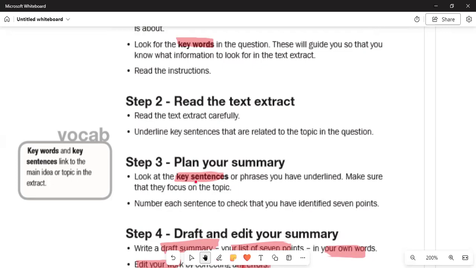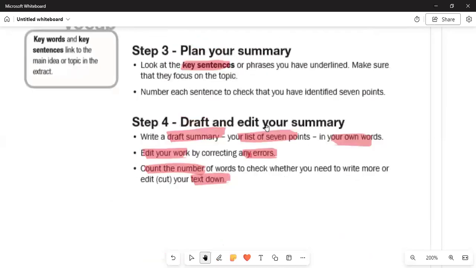If we are moving on again, we move to step number 4, draft and edit your summary. Write it in your own words. Remember that there must be a first draft and a final draft. The first draft is where we accept spelling and punctuation errors. But in the final draft, the draft should be effective and readable, with an absence of any errors.